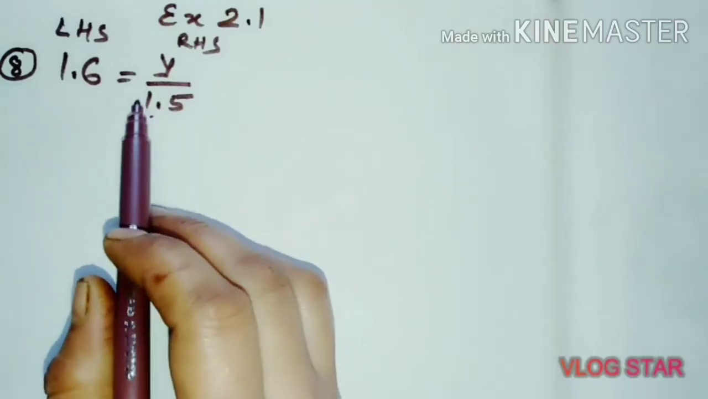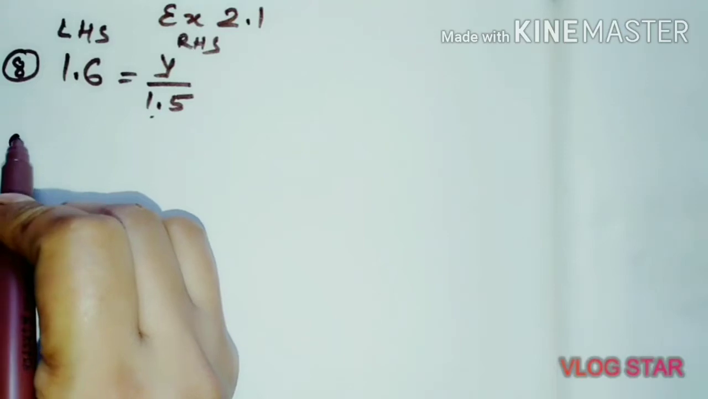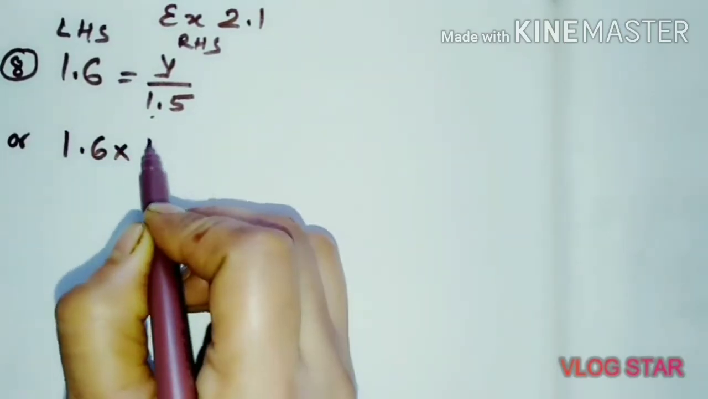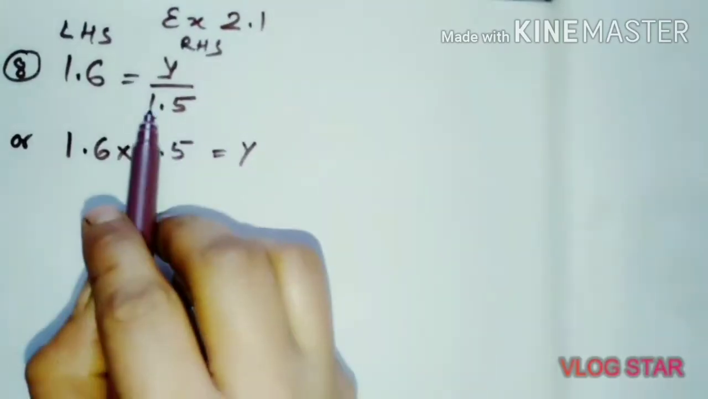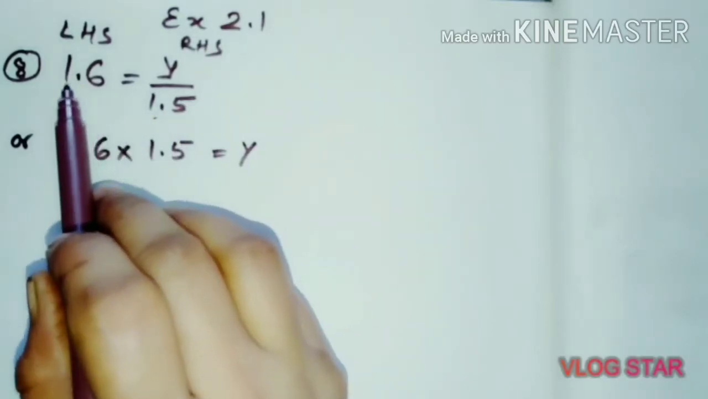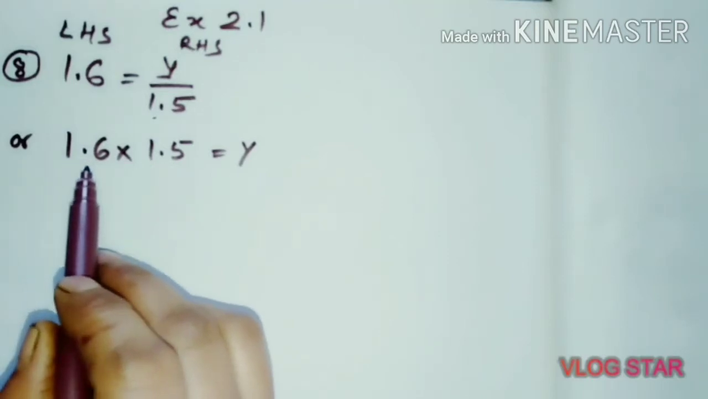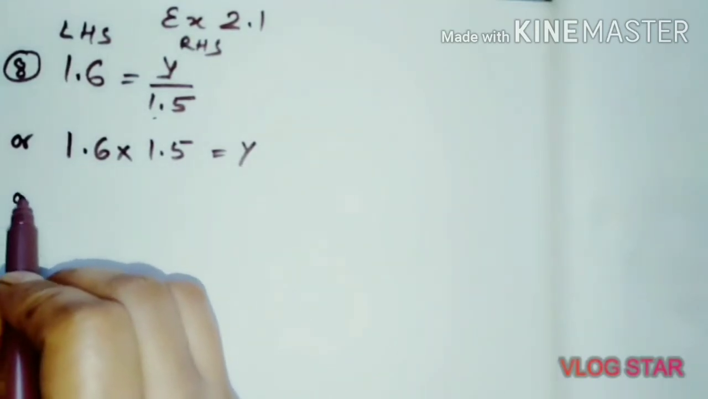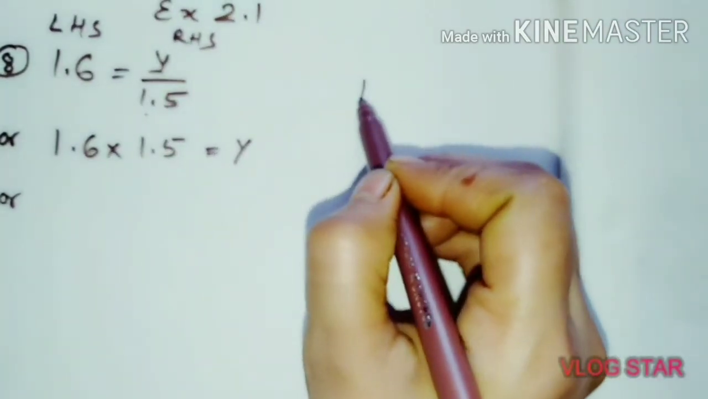We just transfer this 1.5 to the LHS. So what we are getting, 1.6 into 1.5 is equal to y. 1.5 is in division with the y, so when it is transferred to the other side of the equal sign, it will be multiplied. 1.6 into 1.5. Now there is simple multiplication of this, so you can have this in the rough work.